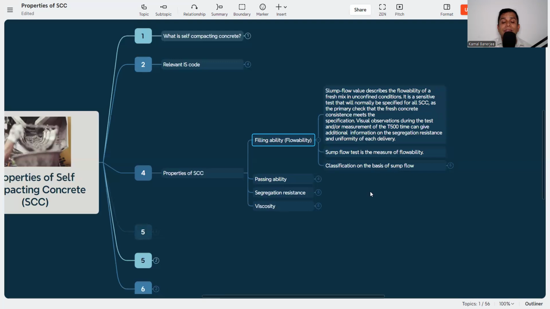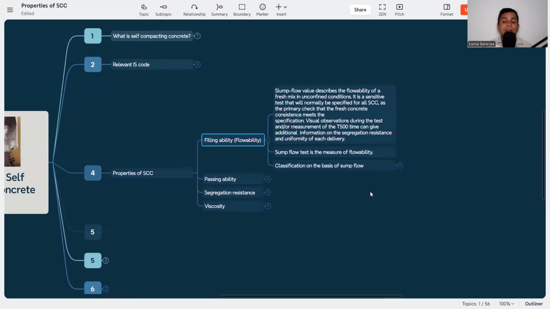So first check the filling ability. What is filling ability? That is how much the concrete flows under its own weight. And how to measure that? The slump flow. We all know what slump flow is. Slump flow value describes the flowability of a fresh mix in unconfined conditions. It is a sensitive test that will normally be specified for all SCC as the primary check that the fresh concrete consistence meets the specification.